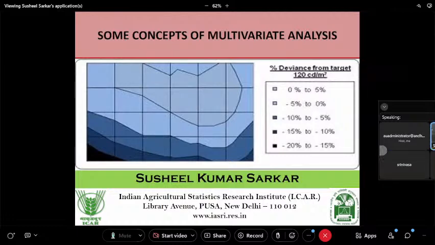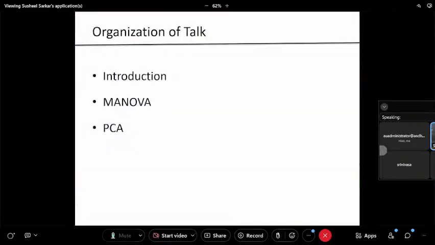Clear and loud. Okay, so for today's talk, I have chosen first multivariate analysis of variance. This we generally do, and then I have chosen principal component analysis. If time permits, I'll go to discriminant analysis also.